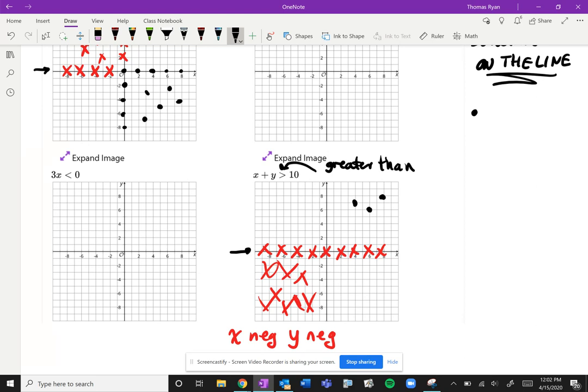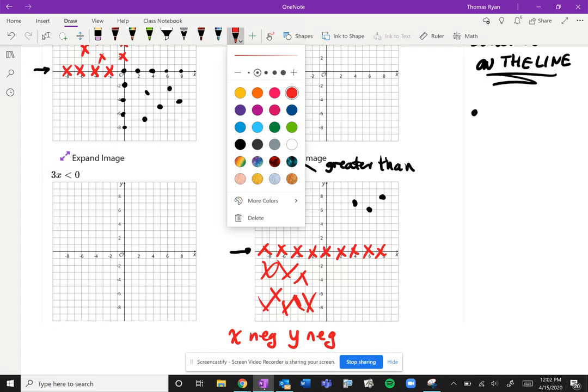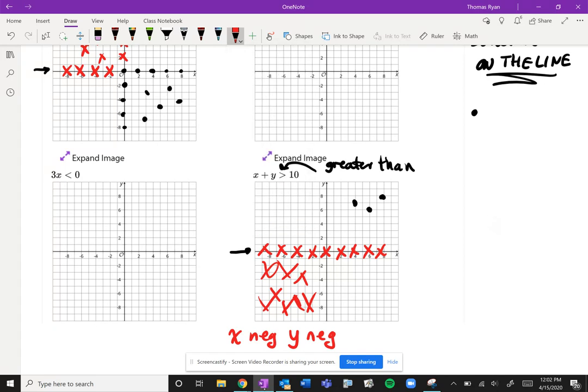That's bigger than 10. But then if we don't make the numbers high enough, let's pick x to be 2 and y to be 5. 2 plus 5 is only 7. And if x is 4 and y is 4, 4 plus 4 is only 8.